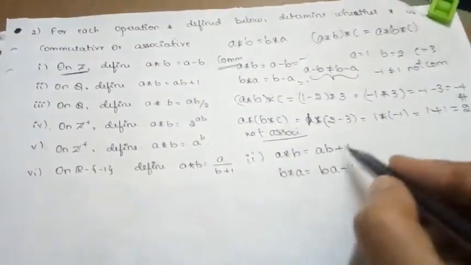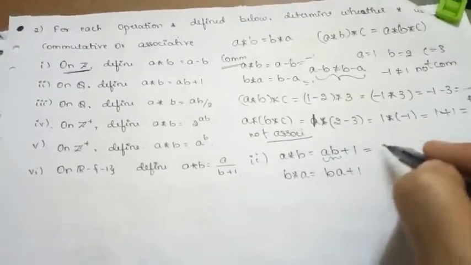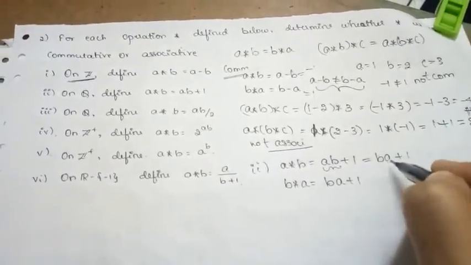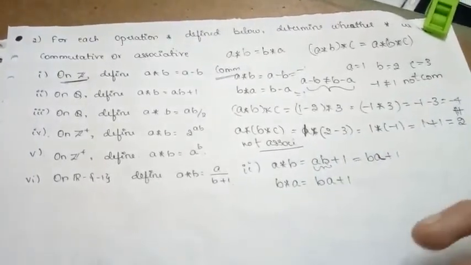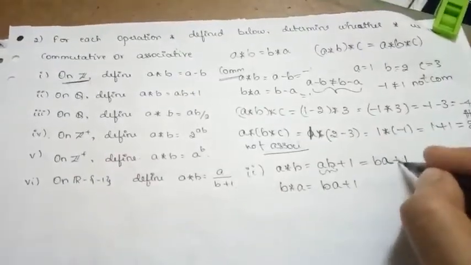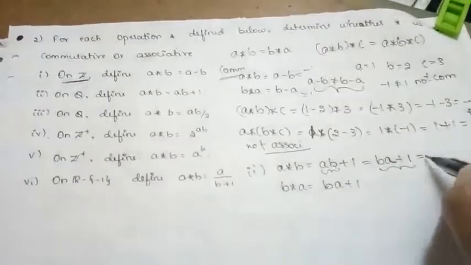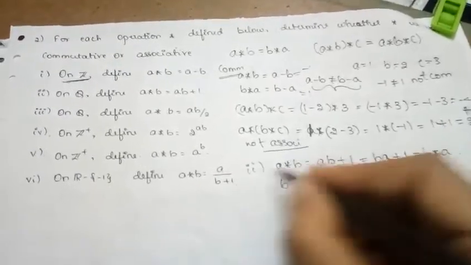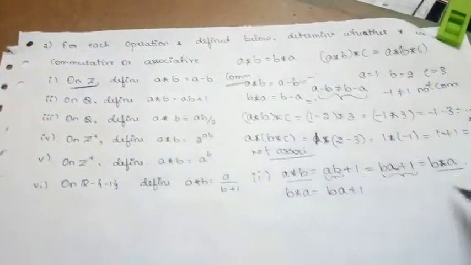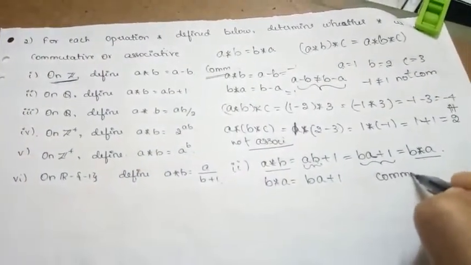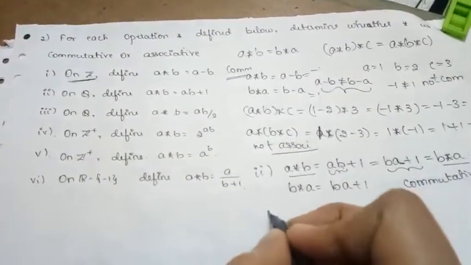Clearly look here, A star B is equal to AB plus 1. Suppose if I reshuffle this, AB equal to BA, whether there is any change in this sum? No. Whatever product AB we are going to get, BA also gives us the same product. For that product, if I add 1, there is nothing changed. What is BA plus 1 going to say? It is nothing but B star A. So obviously our A star B is equal to B star A. So the second one is commutative. Similarly, let us see whether it is associative or not.